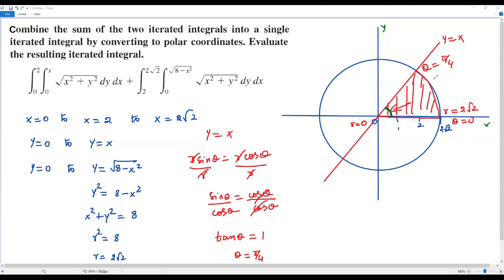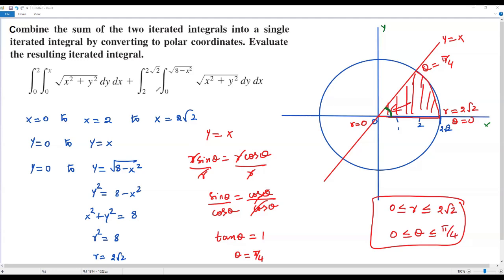So now I got the limits for r and theta, because we are going to convert this to polar coordinates. Whenever I convert the given iterated integral to polar coordinates, I have to get the limits for r and theta. So the limit for r is 0 less than or equal to r less than or equal to 2 times square root of 2. And the limits for theta: the starting value of theta is 0, so 0 less than or equal to theta less than or equal to pi over 4. Using these limits, I have to set up the integral which combines the given two iterated integrals.